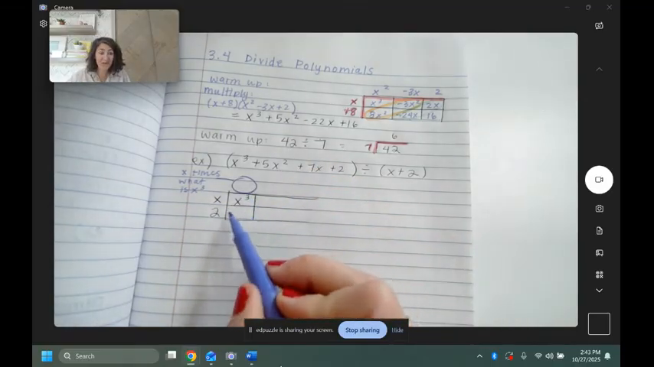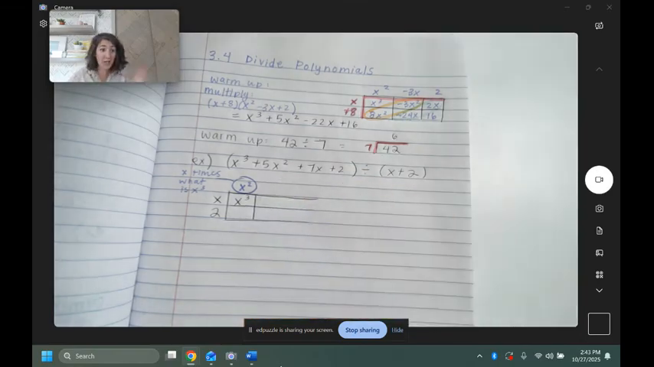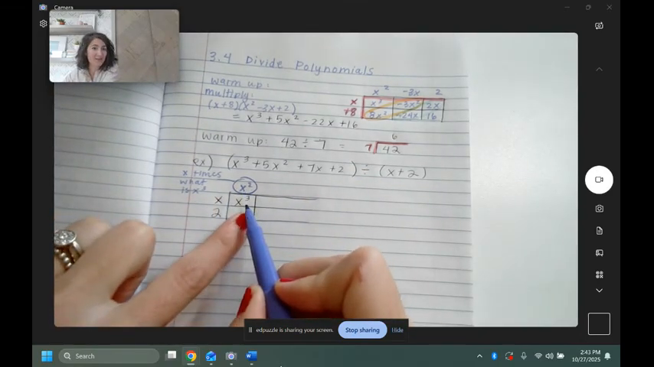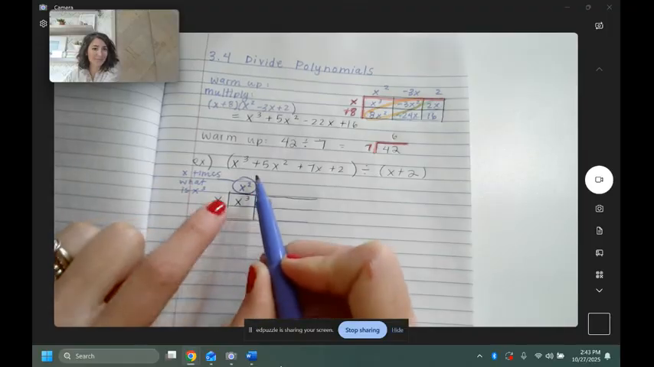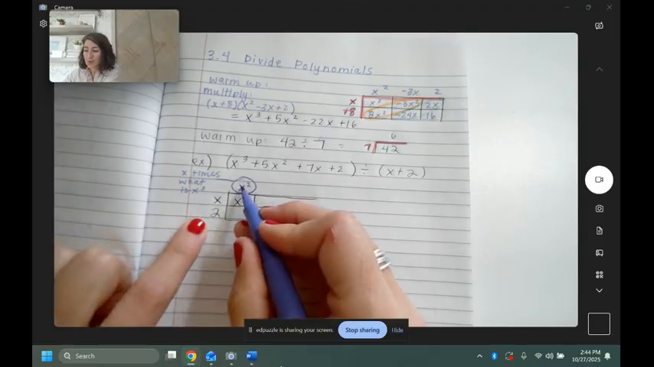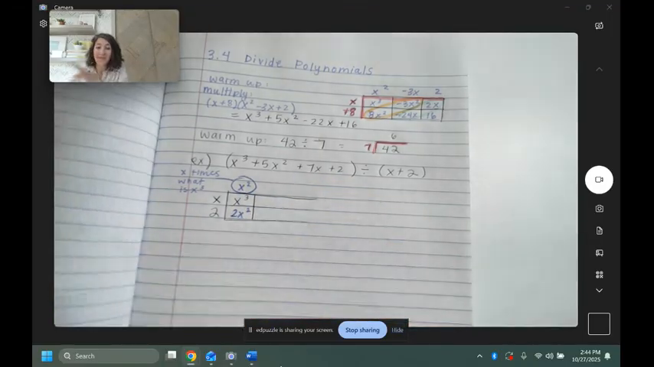X times what is x to the third? X squared. And check that as you go. So x times x squared, that's 3 x's, x to the third. Then multiply this down, just a normal multiply. 2 times x squared is 2x squared.